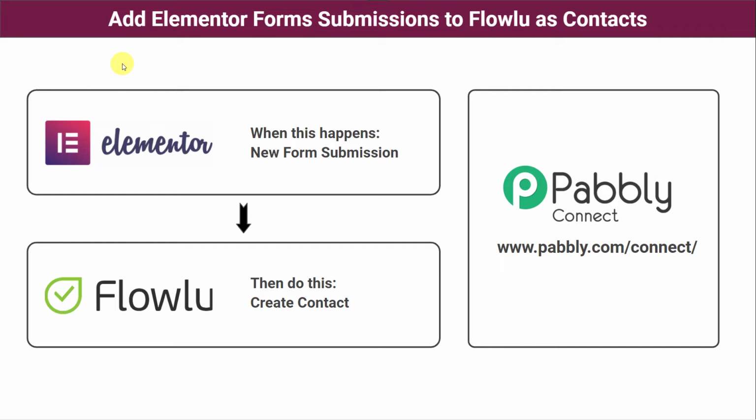So in this video we are going to learn how we can add Elementor Forms Submissions to Flowlu as contacts automatically. So first let us understand what these software applications are all about. In this particular automation we are using two software applications. The first one is Elementor Forms, which is a form building software application and it is a plugin of WordPress. In place of Elementor Forms, we can use Contact Form 7, Gravity Forms, Google Forms or any other form building software application. And the second application we are using is Flowlu, which is a CRM software application.